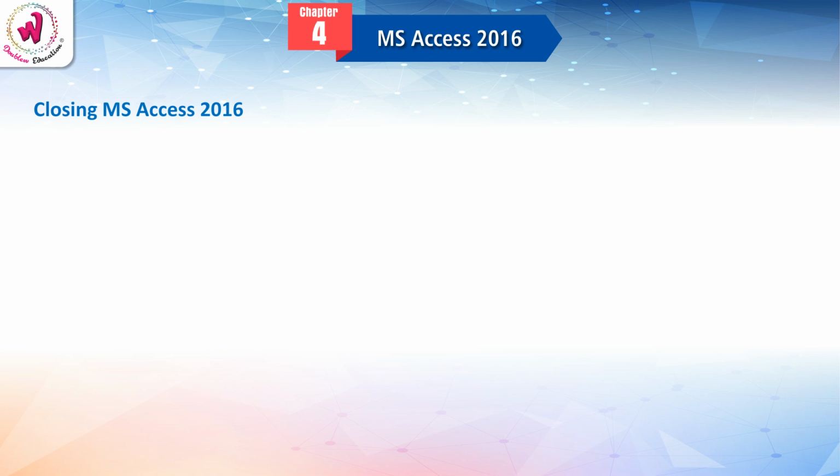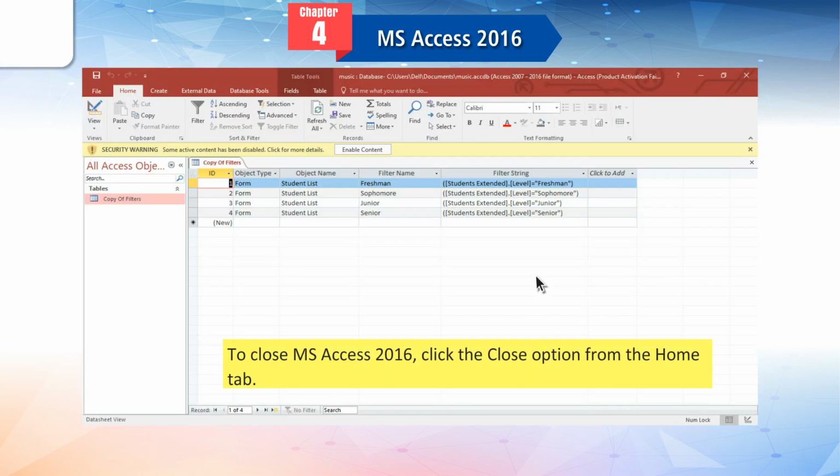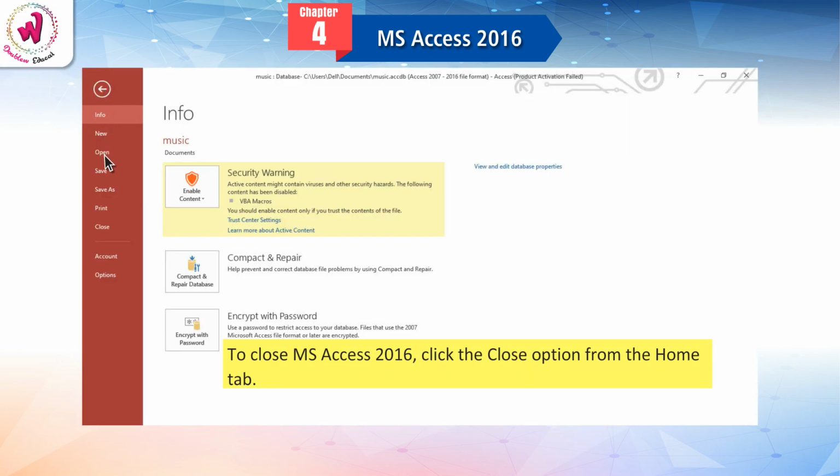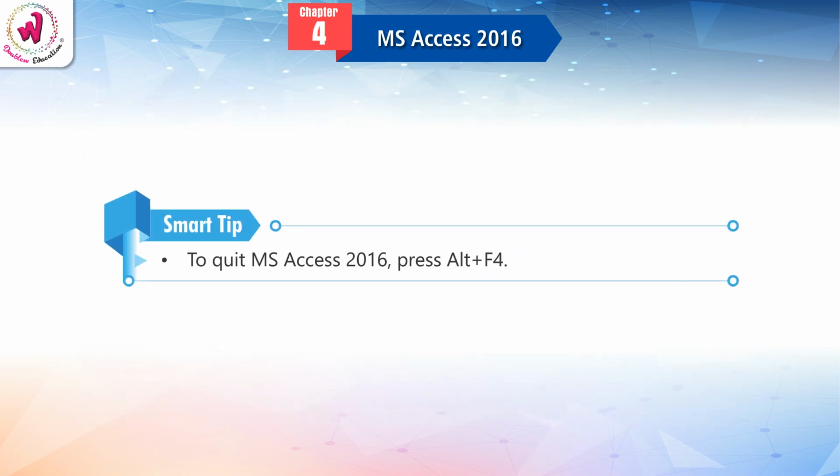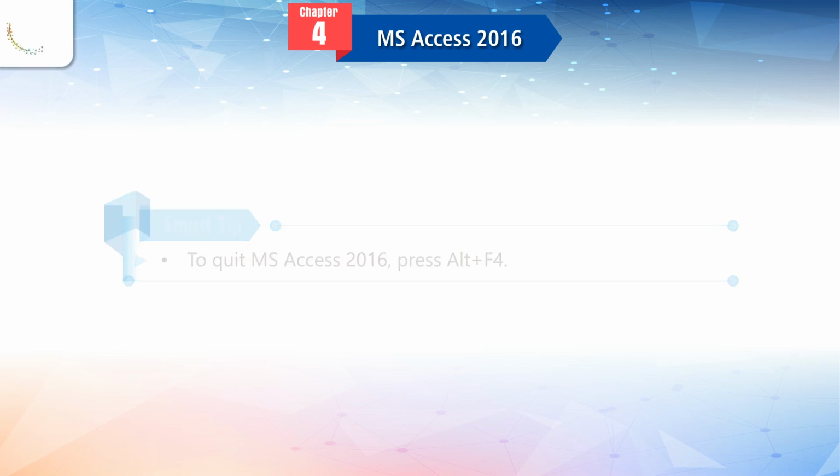Closing MS Access 2016. To close MS Access 2016, click the Close option from the Home tab. Smart tip. To quit MS Access 2016, press Alt plus F4.